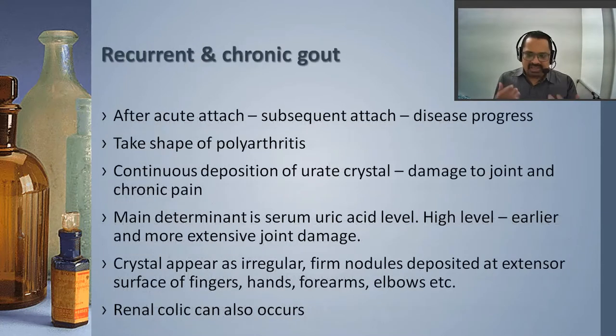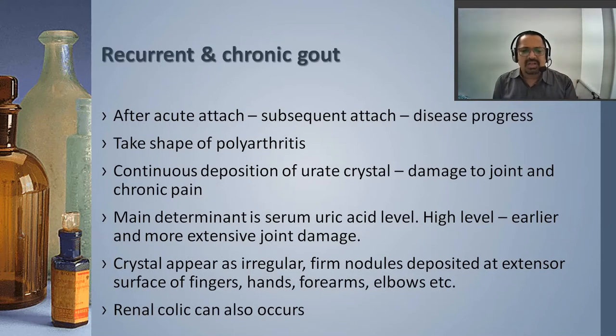Then the second part is recurrent or chronic gout. After the acute attack, subsequent attacks may lead to disease progression and the development of chronic gout. It takes the shape of polyarthritis, with continuous deposition of urate crystals, damage to the joint and chronic pain. This leads to more than one joint being affected.